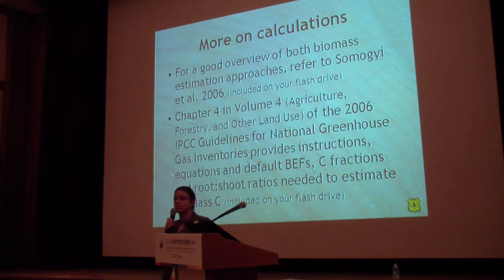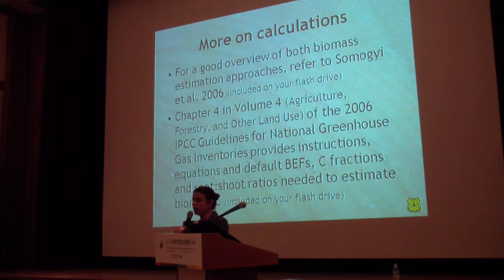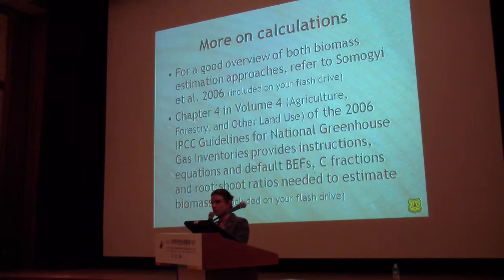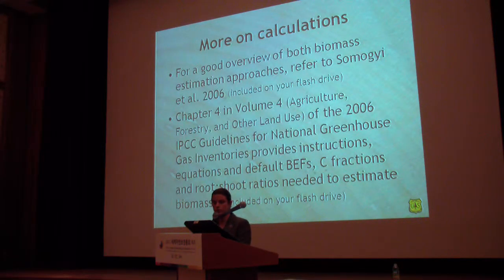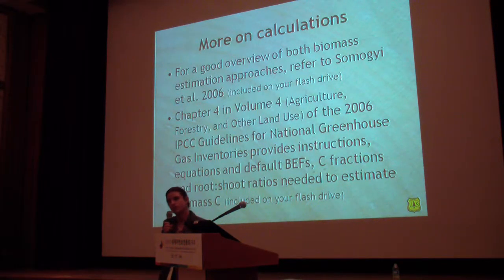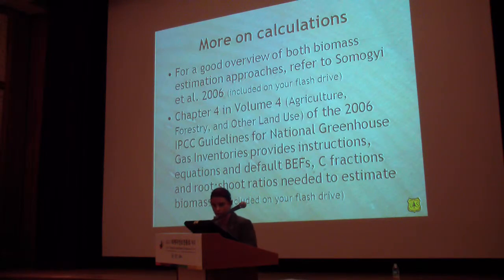Just a little bit more. This particular paper is on your flash drive. I'm not quite sure how to pronounce their name, but I thought it was a really excellent overview of the 2 approaches, so I think that's very helpful reading. I had posted it on the web space for this session as well. Also on your flash drive is volume 4 of the IPCC guidance. Chapter 4 gives detailed instructions. It'll show you what we're doing in the exercise. It gives you all the default factors, if you don't have your own factors, it provides all of that for you there.